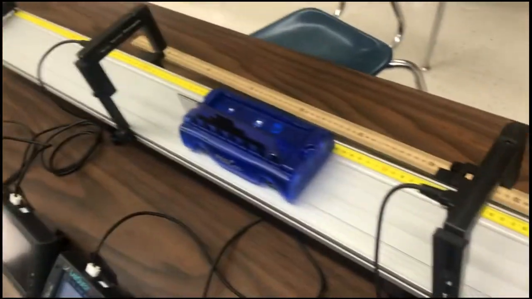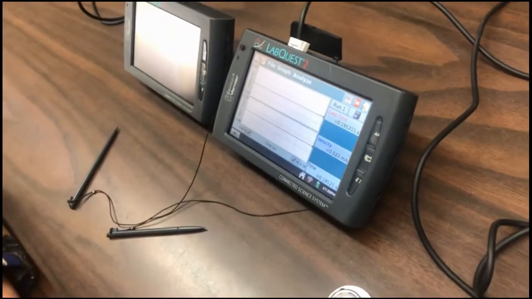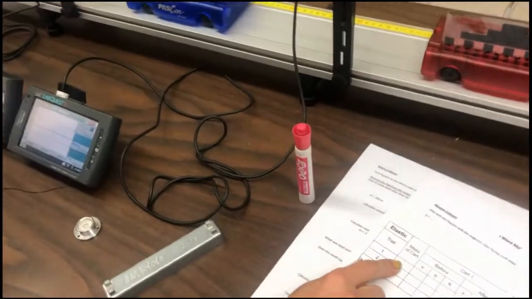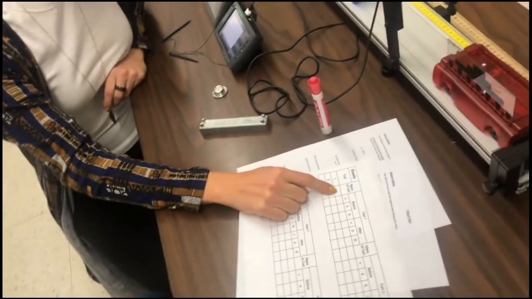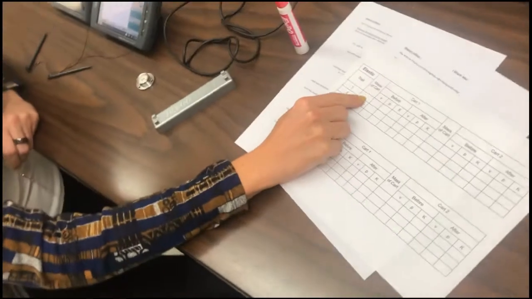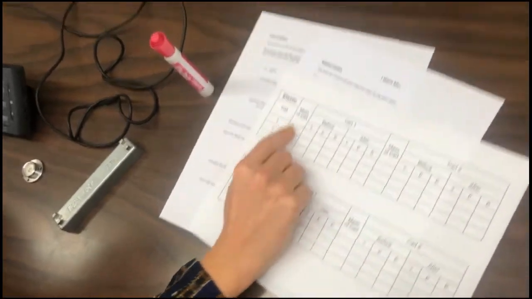Yeah, pass car 1 and pass car 2, red and blue. We have 2 photo gates that will tell how much time that big long thing is in, and then the LabQuest will calculate the velocity. The first thing we want to do is write down, for our trial 1, the mass of our cart. Each mass is 0.250 kilograms. So they would write 0.250 kilograms right here, for trial 1, for cart 1 and for cart 2.